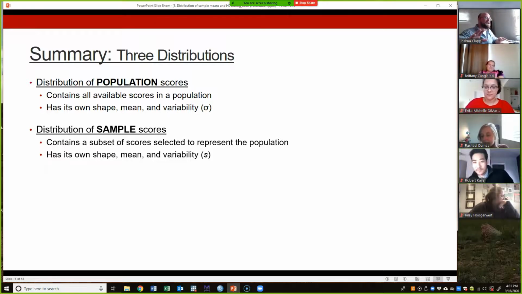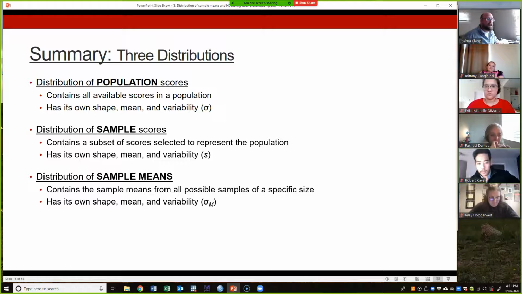And so my sampling distribution, my distribution of sample scores, is going to have its own distribution, shape, mean, variability. And then I'm going to have a distribution of sample means. Distribution of sample means: this is the sample means from all possible samples of a specific size that could be drawn from a population. It's going to have its own shape, mean, and variability. Okay, variability, here's my standard error.